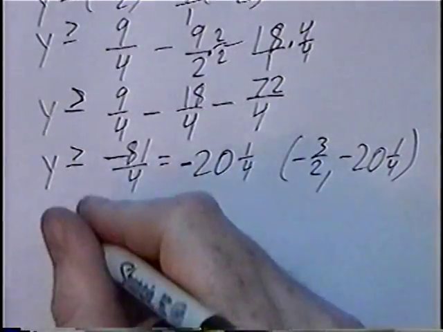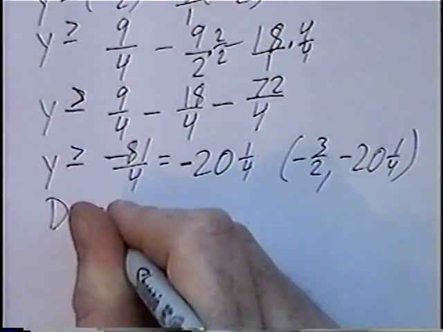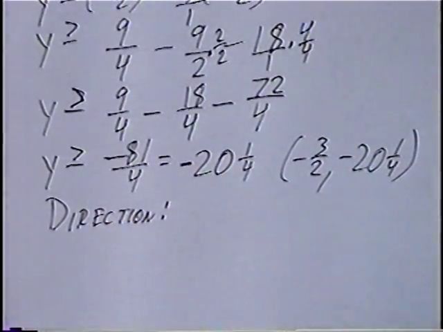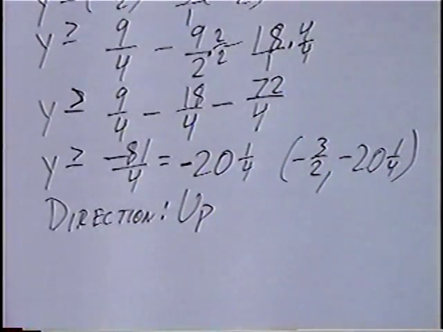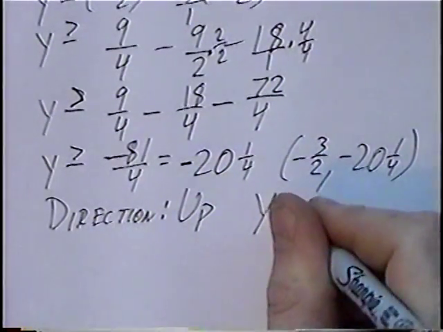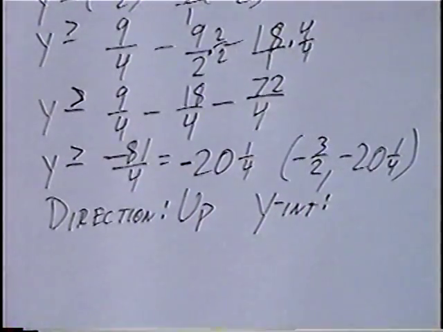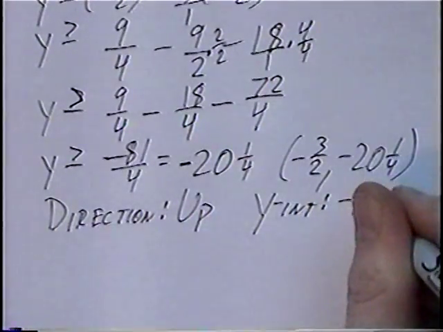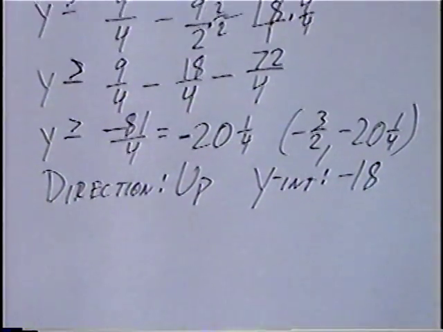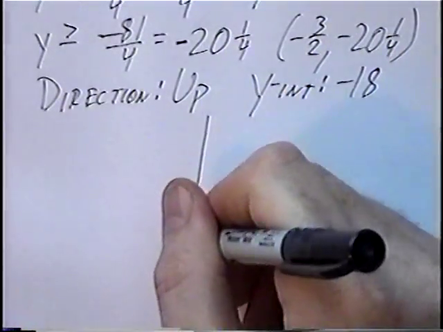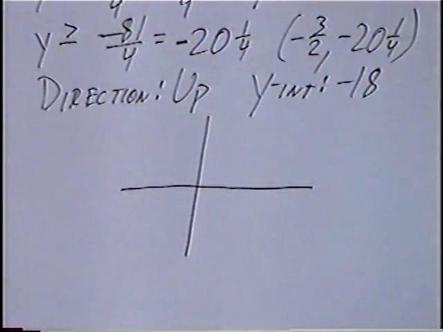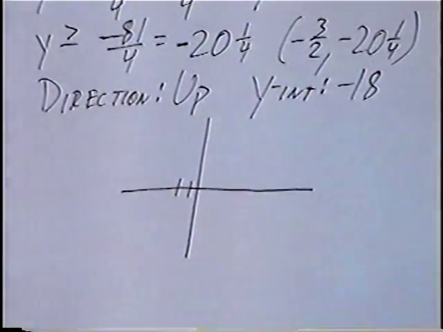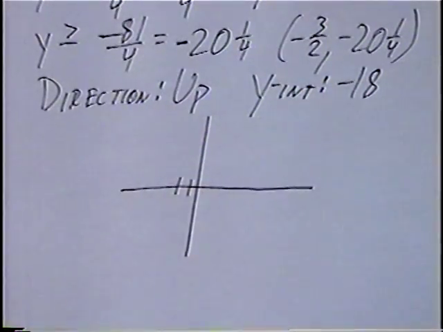The second part to graph, we can find the direction. Looking back at the original equation, we had a positive x squared, so the direction would go up. We can also find the y-intercept. If you remember, the y-intercept is the value of c in the original equation, which would be negative 18. Graphing from here. Our x value is negative 3/2. And the y value is negative 20 and 1/4.